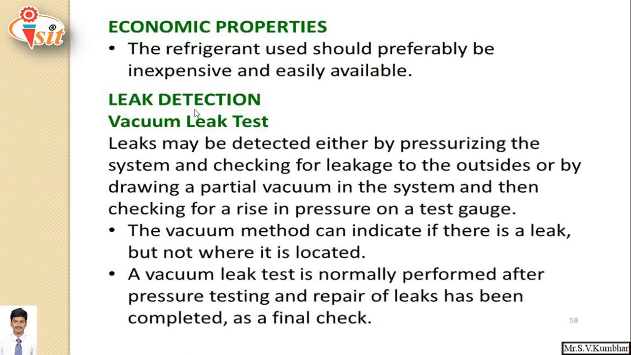Another important property is leak detection: if there is a leakage in the refrigeration system, the leak detection test should be very easy. One example is given here: vacuum leak test. Leaks may be detected by either pressurizing the system and checking for leaks to the outside, or by drawing a partial vacuum in the system and then checking for rise in pressure on a test gauge. The vacuum method can indicate if there is a leak but not where it is located. A vacuum leak test is normally performed after pressure testing and repair of the leak has been completed, as a final check.